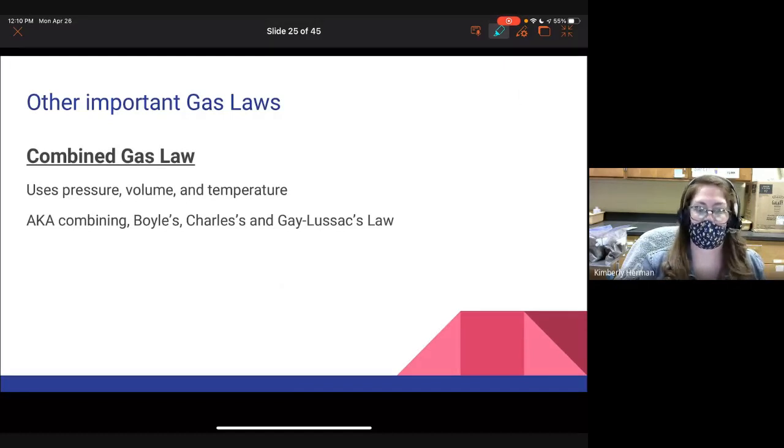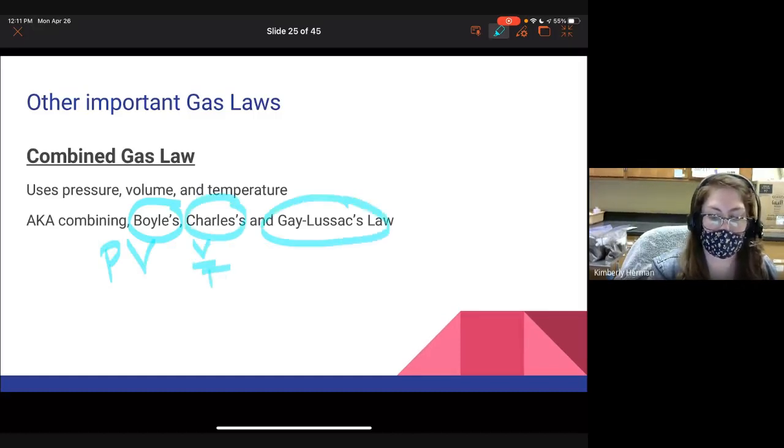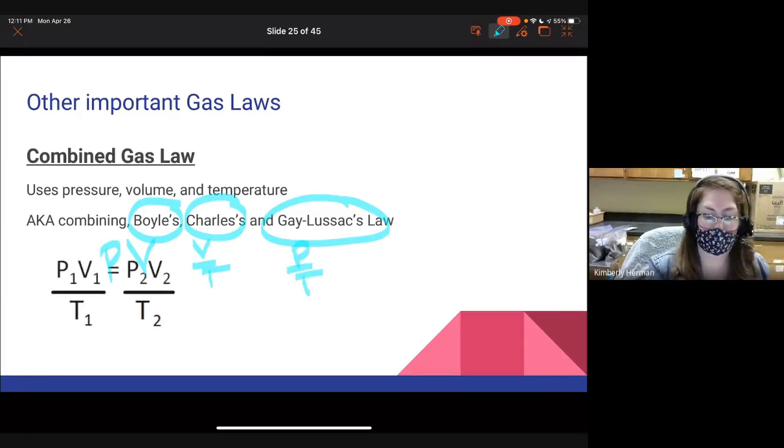It's not only going to use pressure, volume, and temperature. So we can't use the PTV stick with our combined gas law because it combines pressure, volume, and temperature. We're going to combine our Boyle's, which is our P and V, our Charles', which is our V over T, and then Gay-Lussac's, which we just looked at, is our P over T, into our combined gas law.